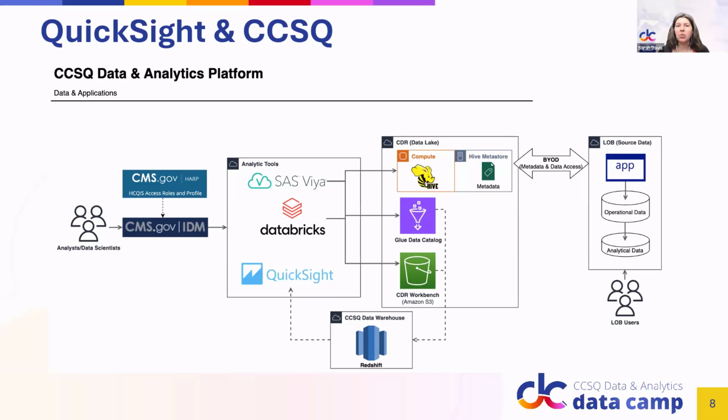And the connection between that is focusing on moving data from SAS-Viya, Databricks, and then making that available to QuickSight via the CCSQ data warehouse in Redshift. So in case you wanted to know, these are the things that are happening under the covers, but we'll make it much more simple and interactive with what you can access through the UI of QuickSight. Next slide.